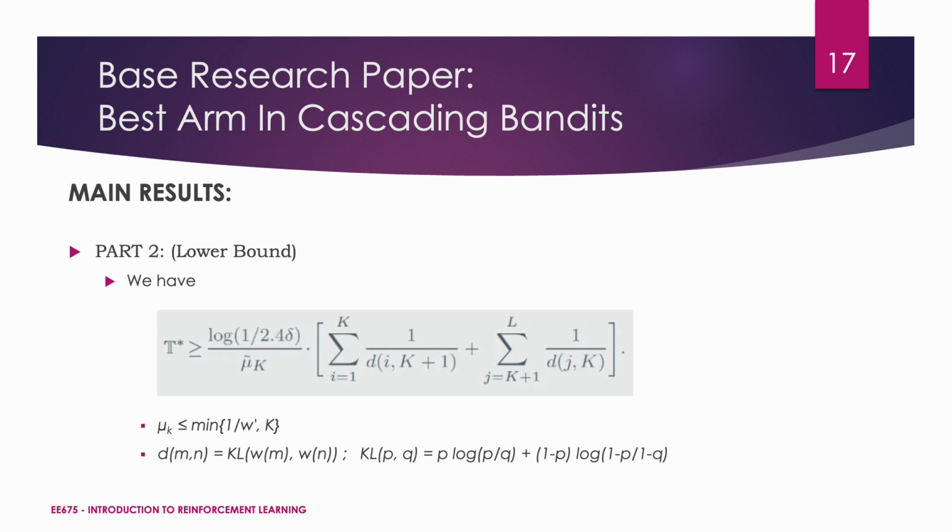In addition to the upper bound defined in the previous slide, we also derive an informative theoretical lower bound on the optimal time complexity, which holds over all the best arm identification algorithms for cascading bandits. We use mu k to denote the upper bound of the expected number of observations per time step. We also use d of mn to denote the KL divergence between the click probabilities of items m and n.